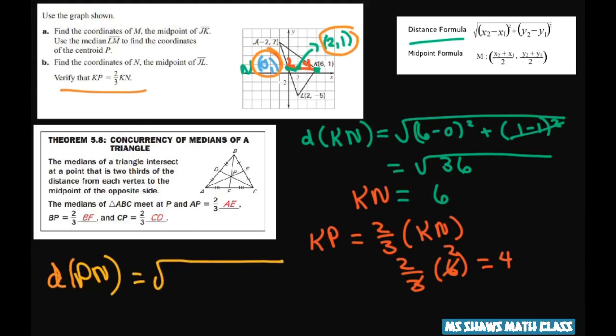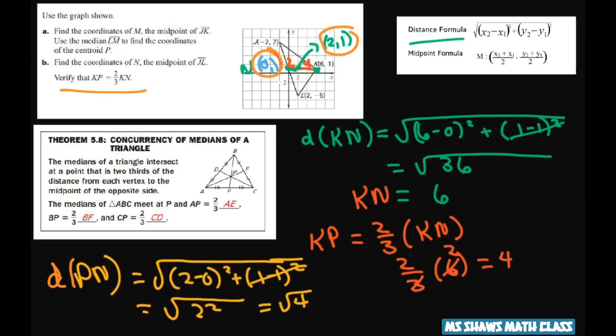So just do that. So that's going to be 2 minus 0 squared plus 1 minus 1 squared. That's 0, so you get the square root of 2 squared, which is the square root of 4, which equals 2. So it is true that this length is 2, this length is 4.